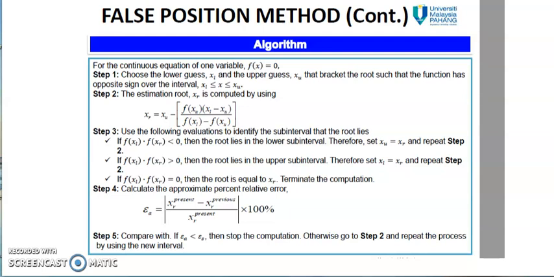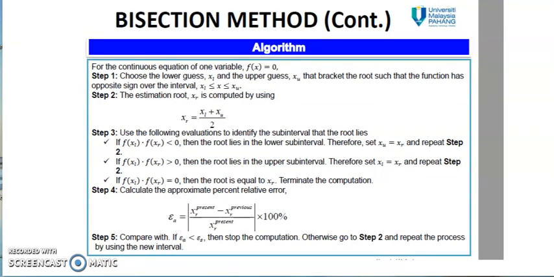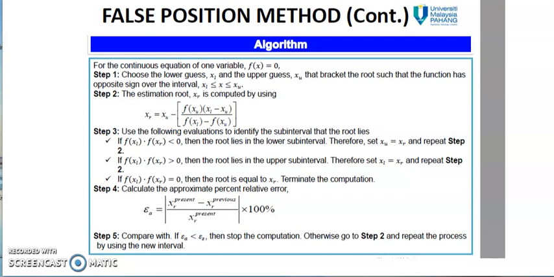But before that, for the first step, you must choose the lower guess XL and the upper guess XU. And the next step, you must compute the approximation root. For the false position method, you must use this formula. But for the bisection method, you must use this formula. For step number 3, you must use these evaluations to identify the subinterval that the root lies in.